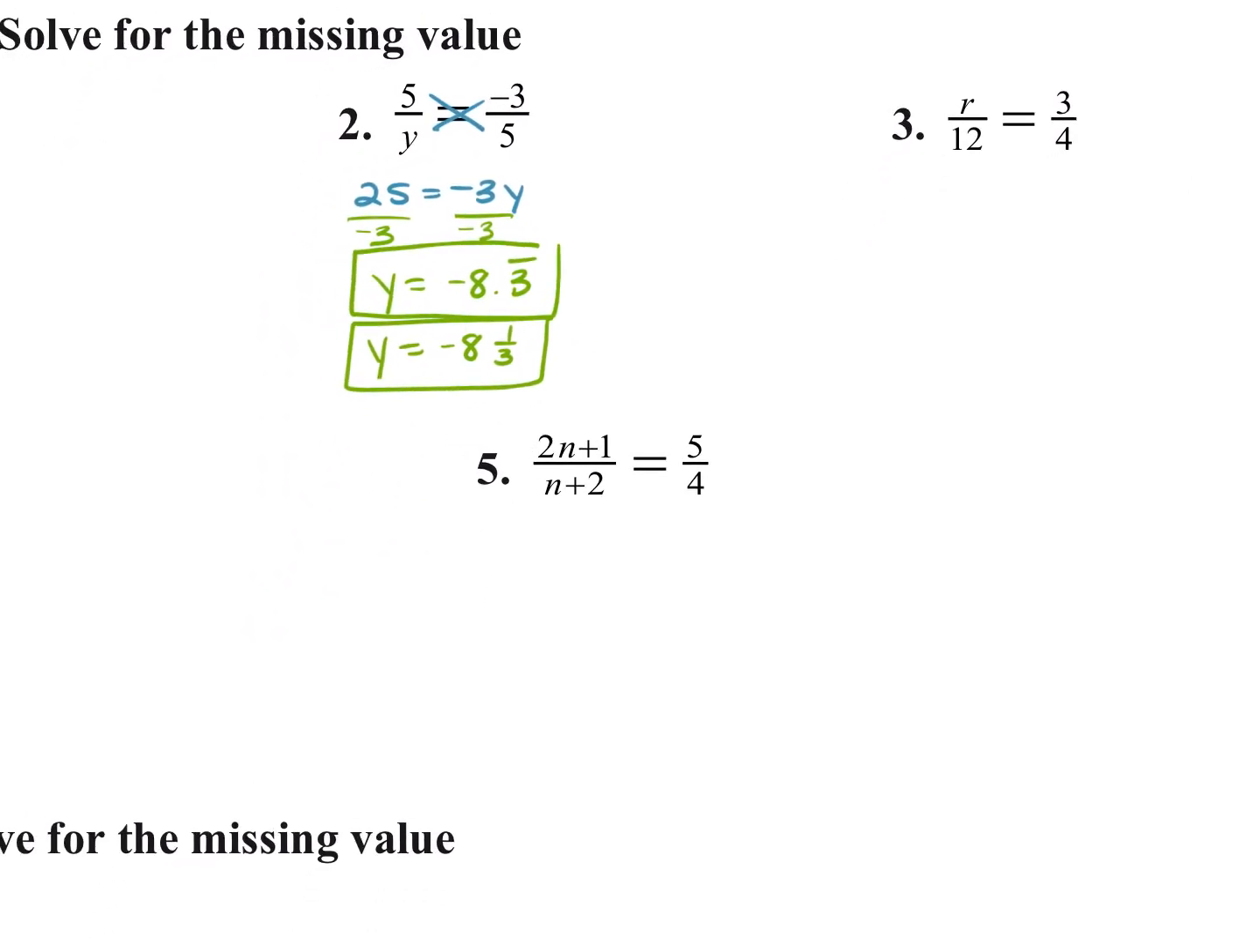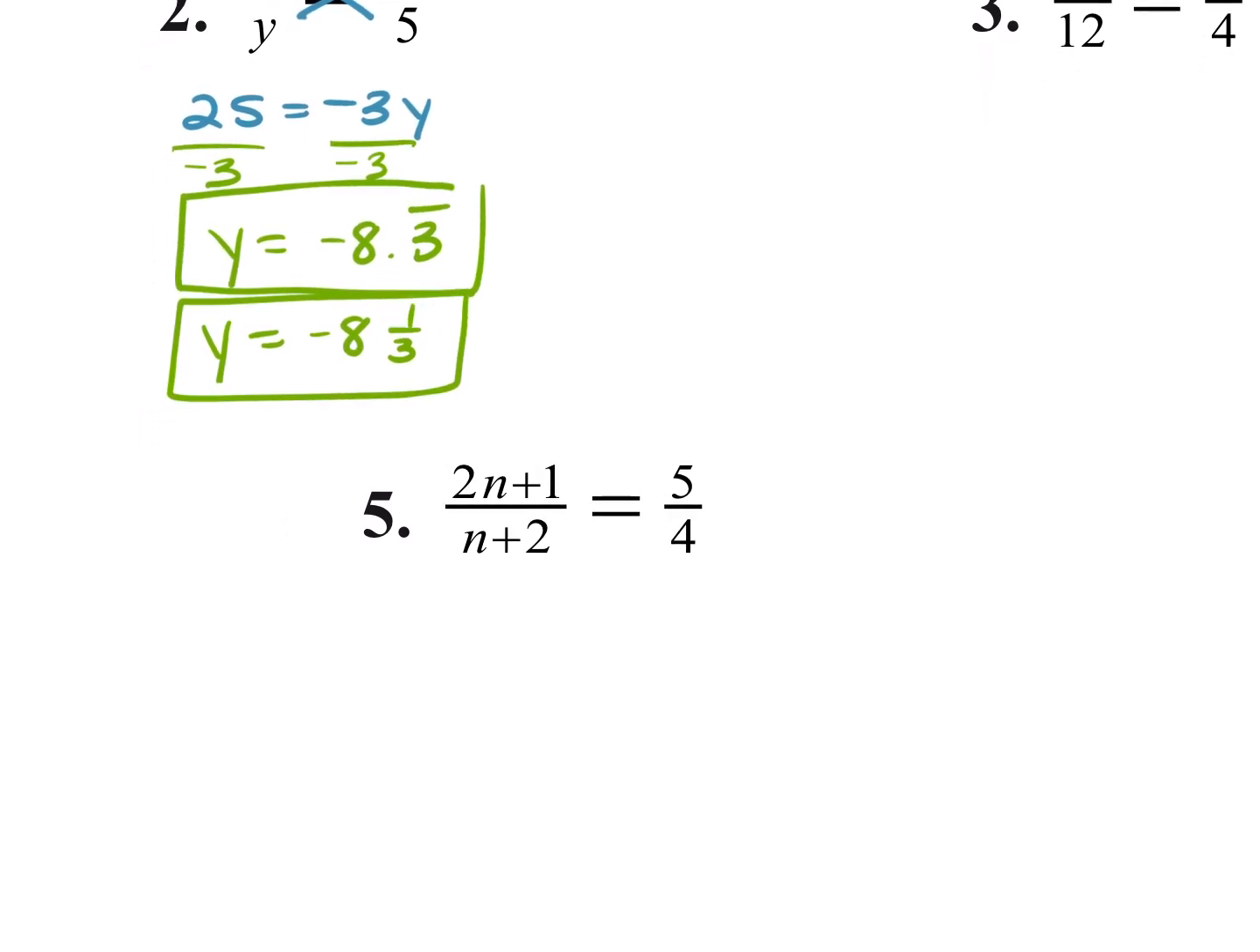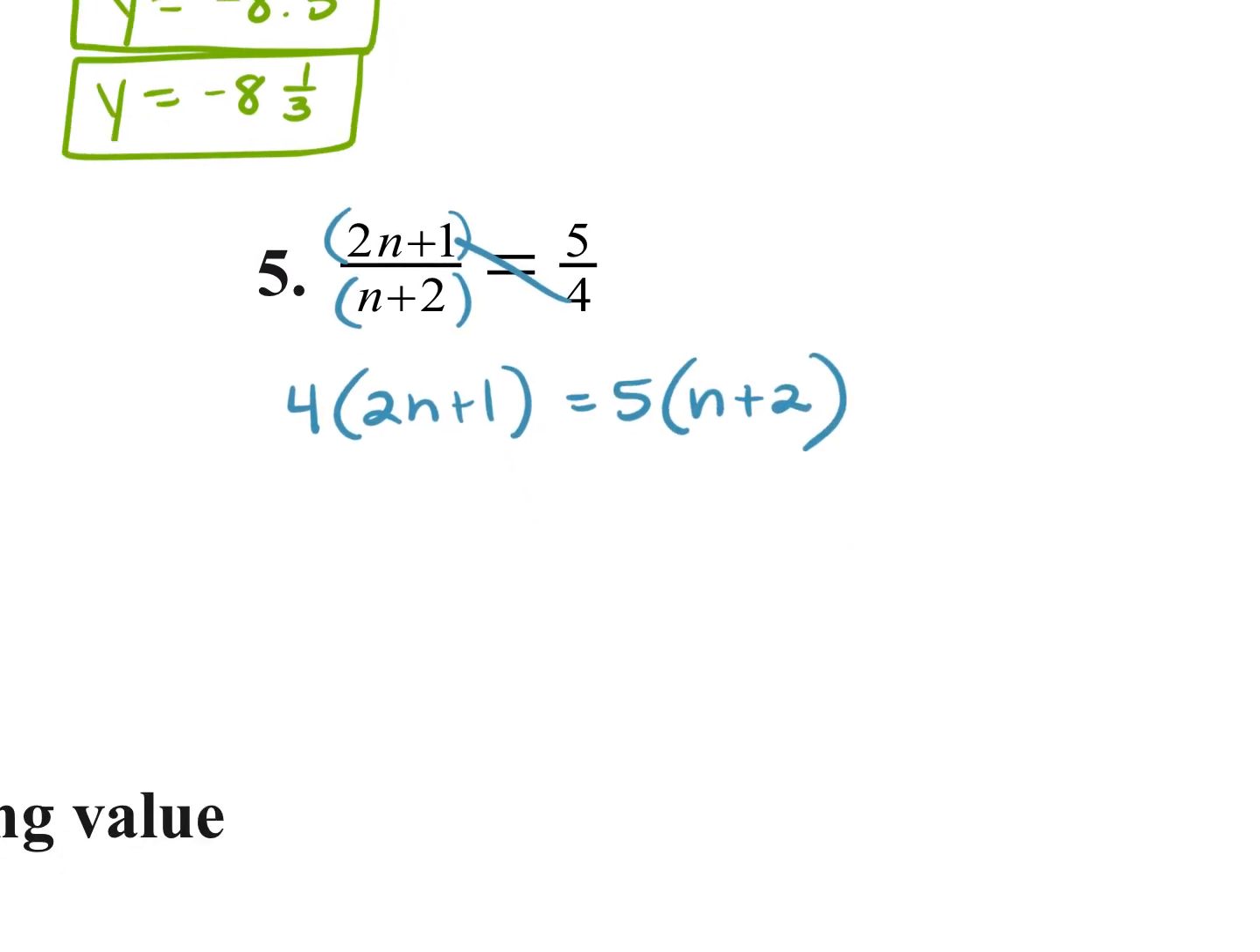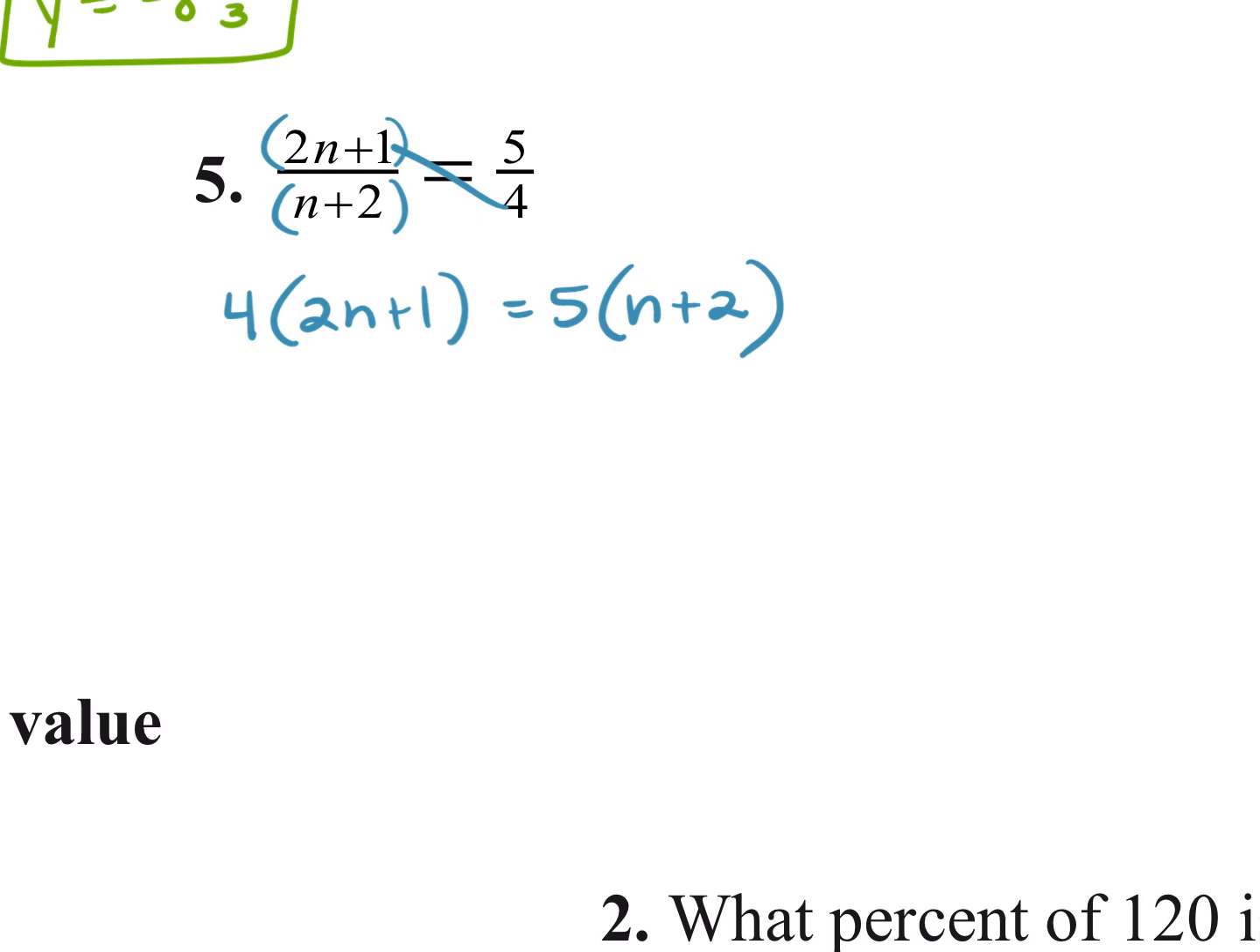Okay, go to number 5. How do you do number 5? Put parentheses around it and cross multiply. So 4 times (2n plus 1) equals 5 times (n plus 2). What's your next step? Distribute, right? So this is going to be 8n plus 4 equals 5n plus 10.